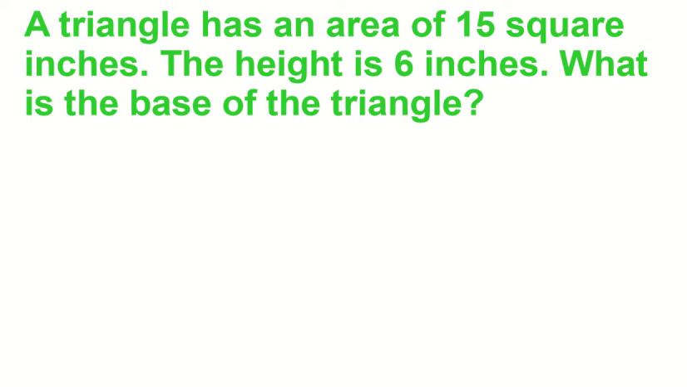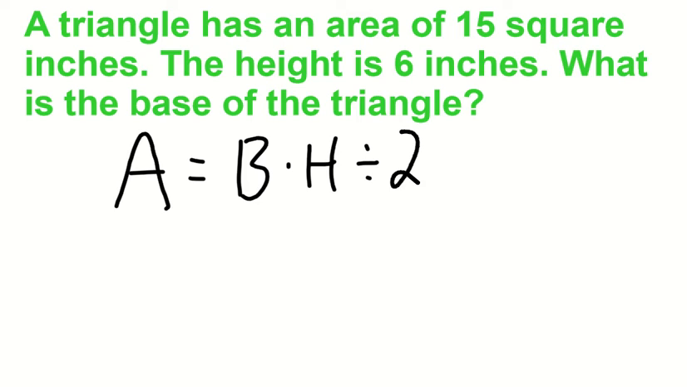Anyhow, a couple things I wanted to go over. Working backwards on a shape. So a triangle has an area of 15 square inches. The height is 6 inches. What is the base of the triangle? So basically, as I said, it's working backwards. Area for a triangle, what's the formula? Base times height divided by 2.